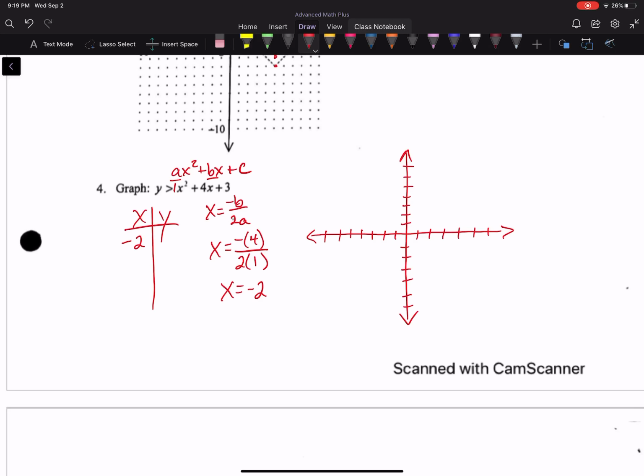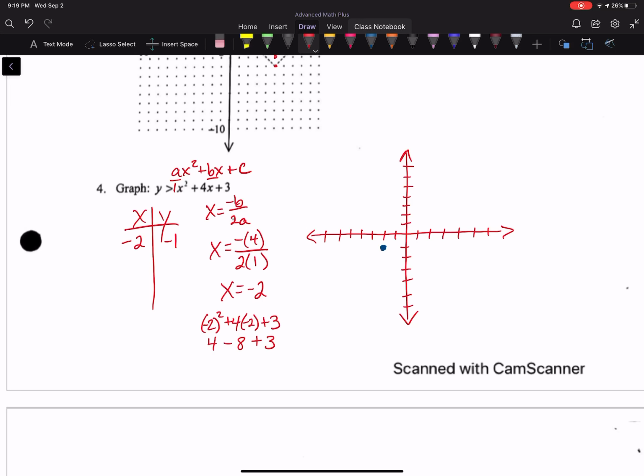To get your y, you plug it in. Negative 2 squared plus 4 times negative 2 plus 3. That will be 4 minus 8 plus 3, which is negative 1. So that is my first point. That is my vertex, negative 2, negative 1.